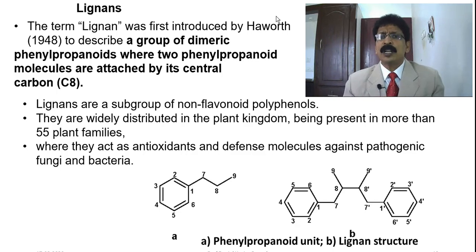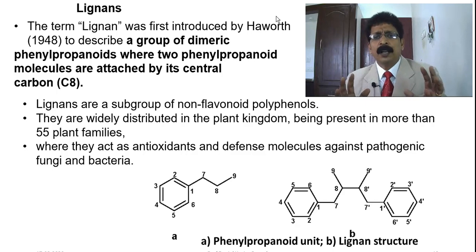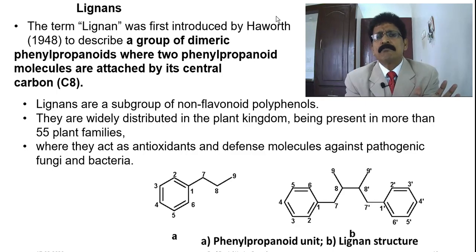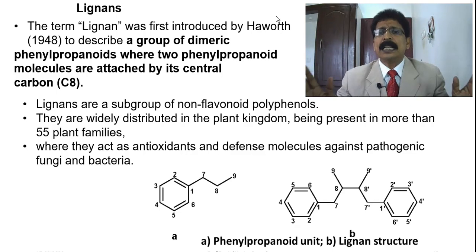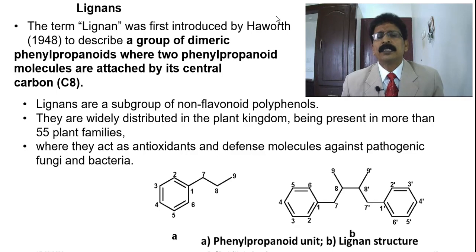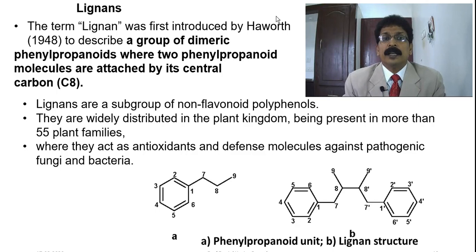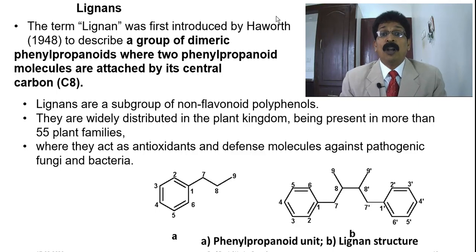So students, if you have any doubt, write an example in the answer paper. Two phenylpropanoid units can be joined together and give a lignan structure, which is a dimeric form. Very, very simple. Make it simple for the study. It's not a very tough job at all. Chemistry is an interesting subject. So lignans are a subgroup of non-flavonoid polyphenols.